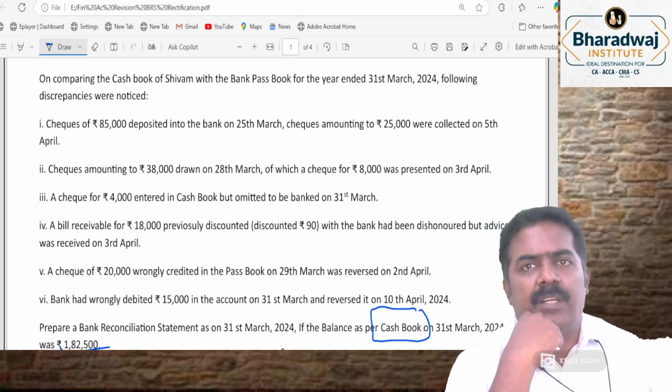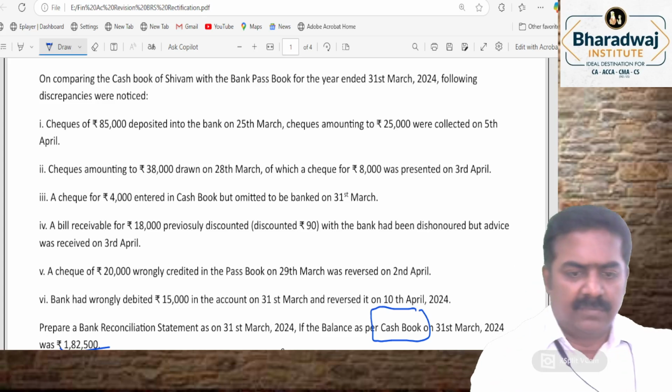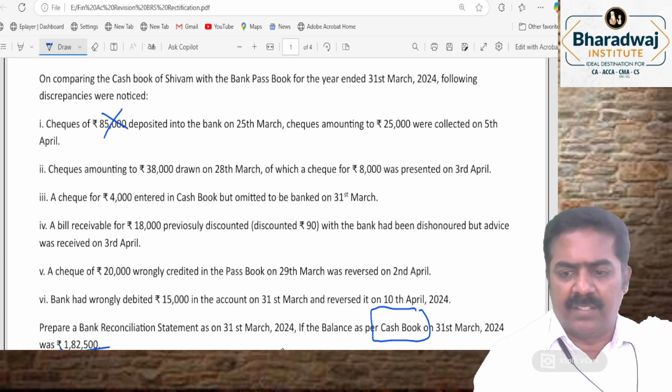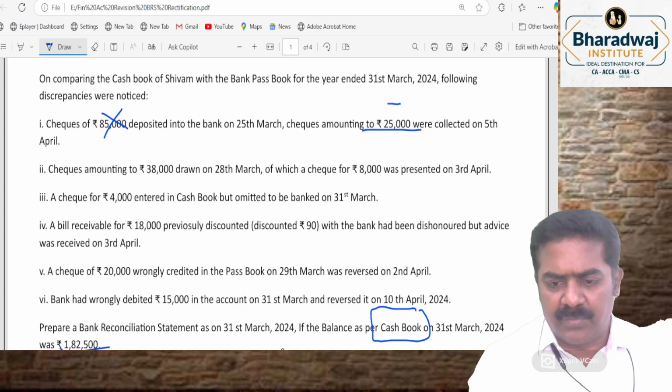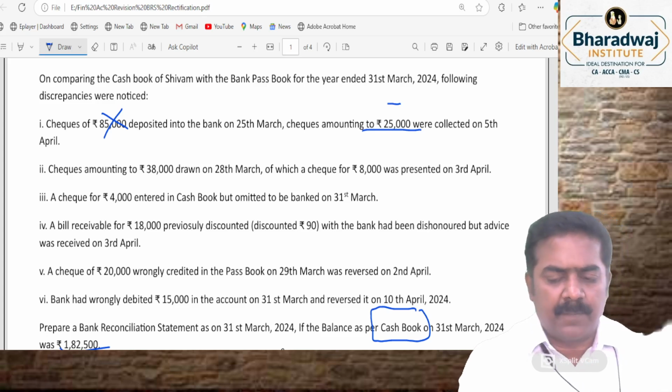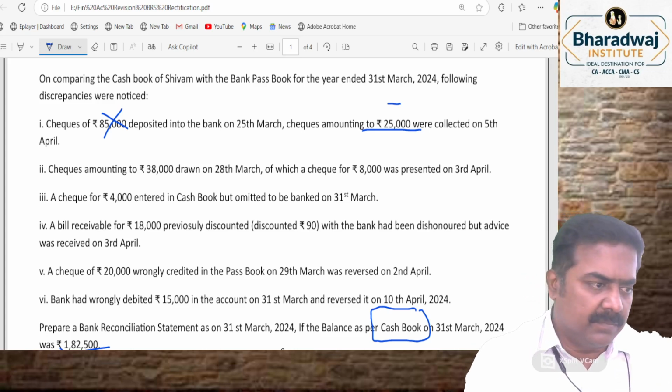What will you do with point number 1? Minus 25,000. 85,000 we are not bothered. We have added 25,000. Banker has not added 25,000. So what to do? Minus 25,000.